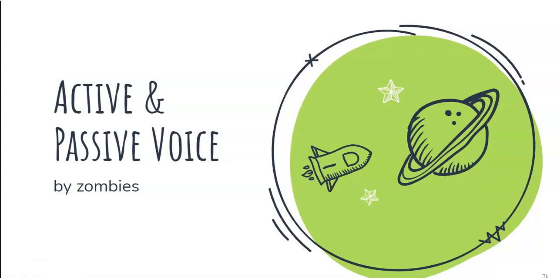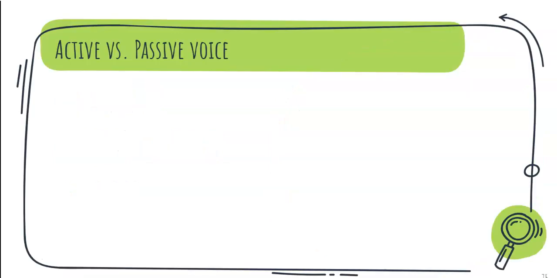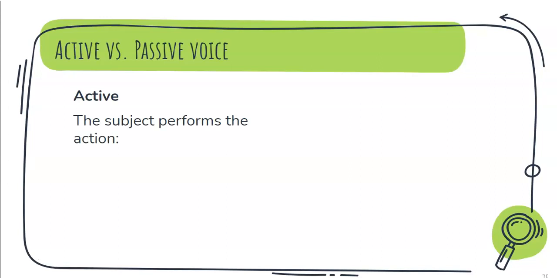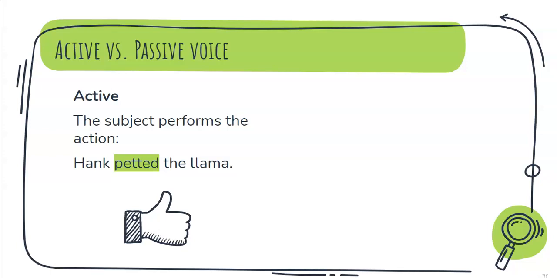Active and passive voice indicate whether the subject is performing the action, which is active voice, or receiving the action, that's passive voice. A sentence that's written in active voice, where the subject is performing the action, is a stronger, more desirable sentence. For example, Hank petted the llama. Hank is performing the action, and the direct object, the llama, is receiving it. Active voice is straightforward and leaves no wiggle room.